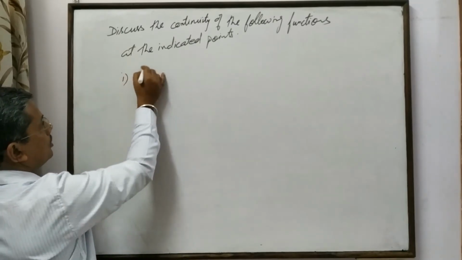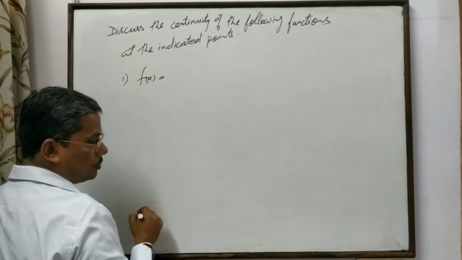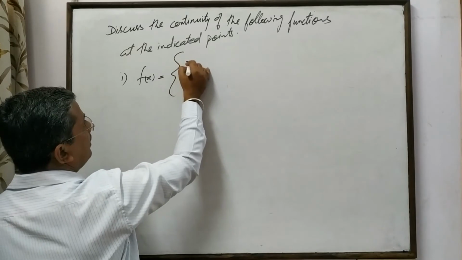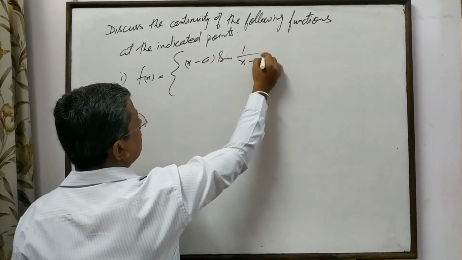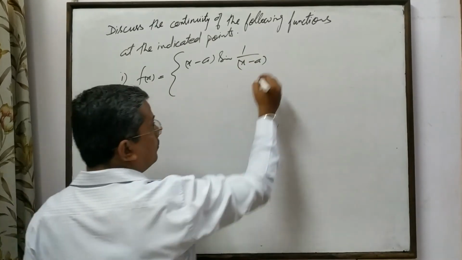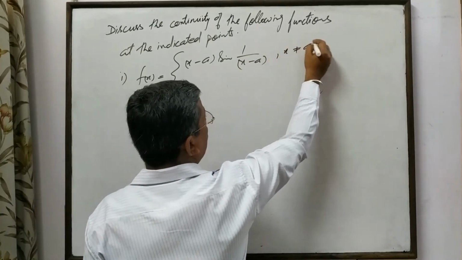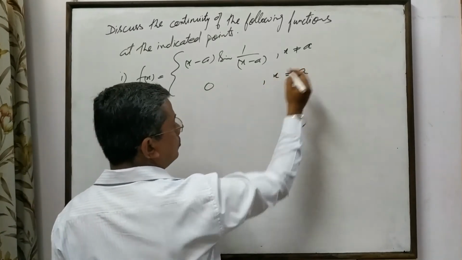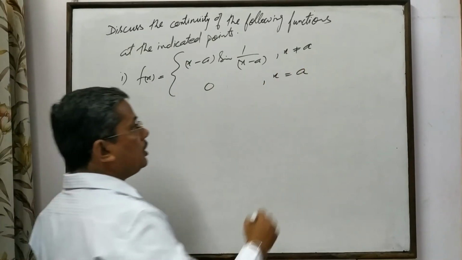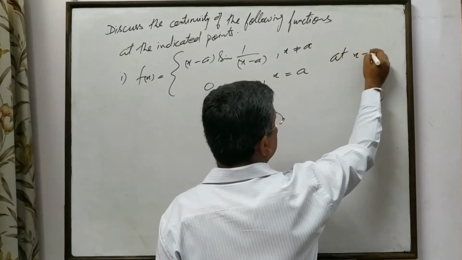The first question you have, f of x is equal to (x minus a) into sine of 1 upon x minus a when x is not equal to a, and 0 when x is equal to a. We need to check the continuity at x is equal to a.